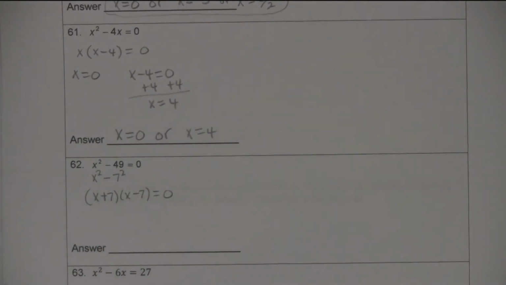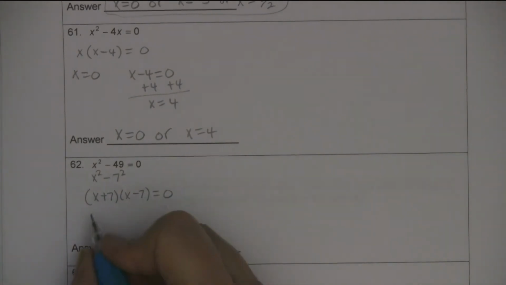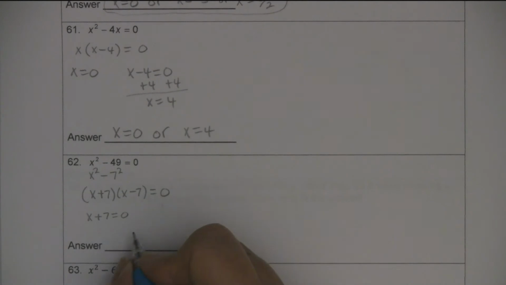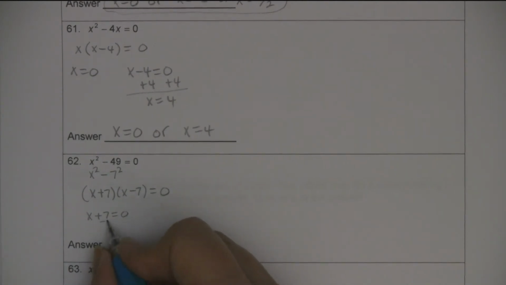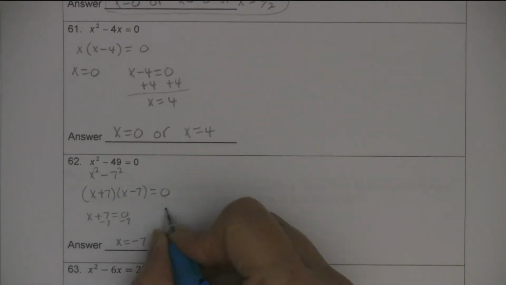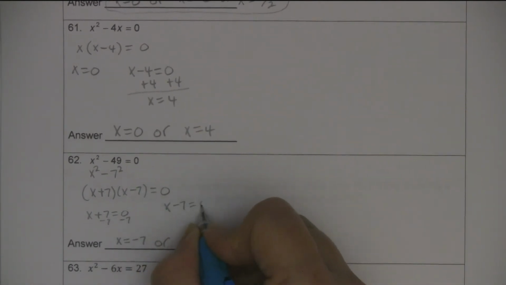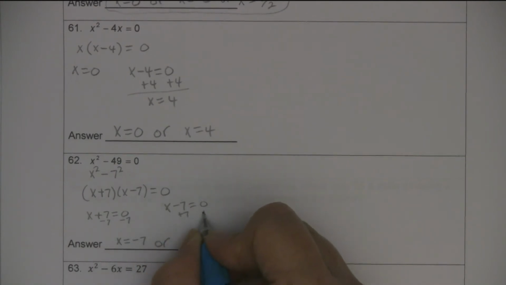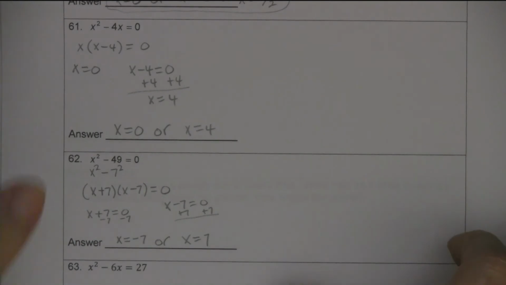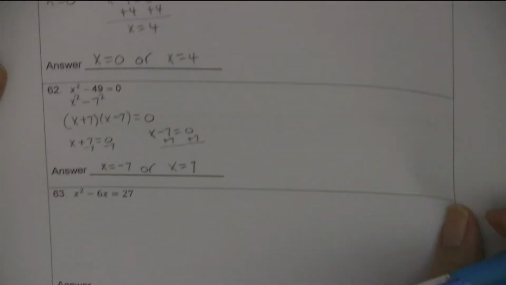And then you set the pieces equal to 0. So x plus 7 equals 0 is going to give me, when I take away 7 from both sides, x equals negative 7 for one of my answers. And then x minus 7 equals 0, I'm going to get 7 for one of my answers. So x equals 7. I did quite a lovely job on that.